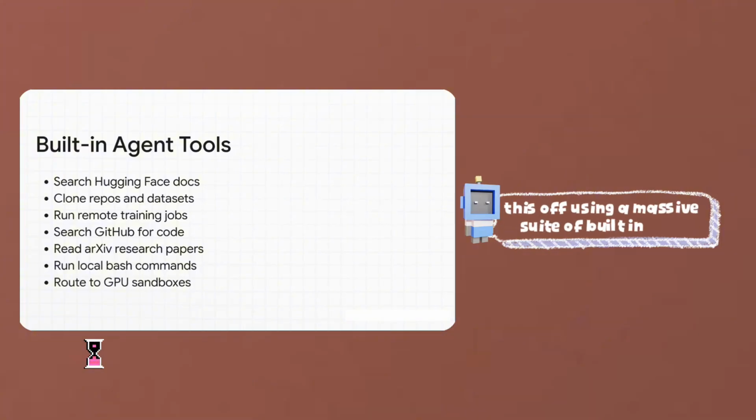It pulls all this off using a massive suite of built-in tools. And I really want to emphasize this point. It doesn't just spit out text. It actively reaches out into the digital world. We're talking searching Hugging Face documentation, browsing and cloning repos, running remote training jobs, digging through GitHub for code examples. It can even pull down and read arXiv research papers. It literally reads the science, writes the bash scripts, and routes the execution exactly where it needs to go.